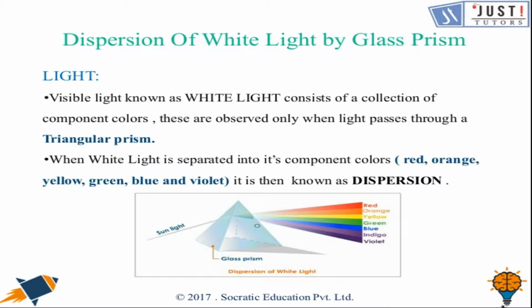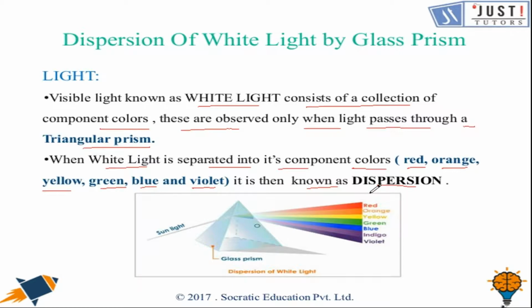Let's move ahead. So, dispersion of light by a glass prism. Basically, visible light, known as white light, consists of a collection of component colors. These are observed only when light passes through a triangular prism. When this white light is separated into its component colors, which are red, orange, yellow, green, blue, and violet, it is known as dispersion of light.